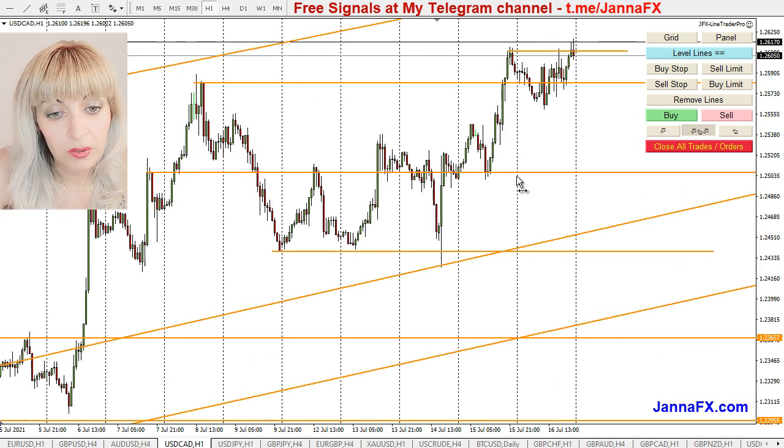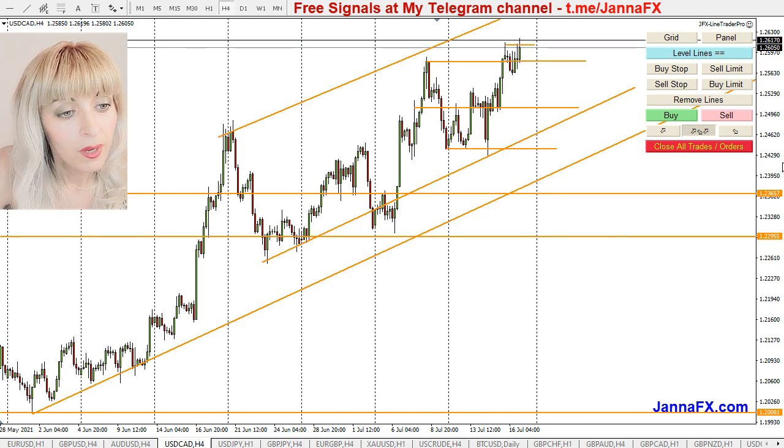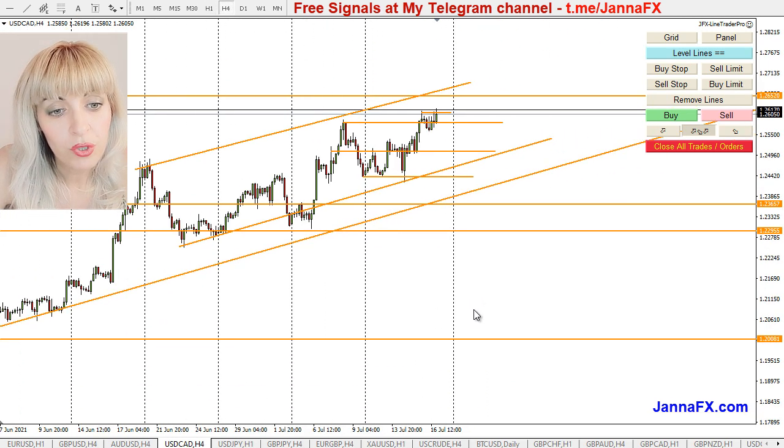Dollar Canadian also went exactly as I was expecting. Uptrend, it's bullish, it's just a bit short from here. So I had some good trades, and right now it's still an uptrend channel, right? You see the 4-hour chart, we still have the tops are high, bottoms are high. So it has started to slow down a little bit, right?